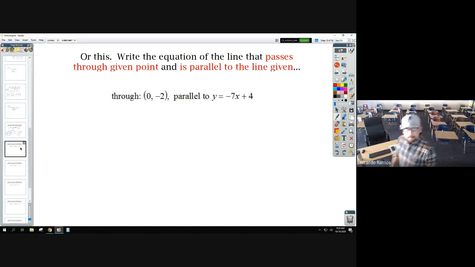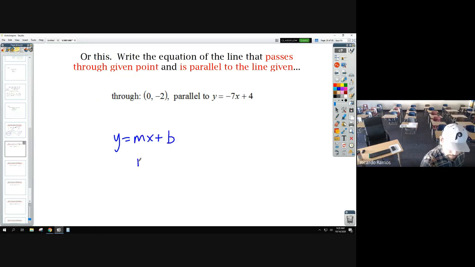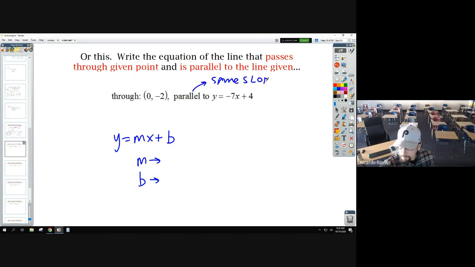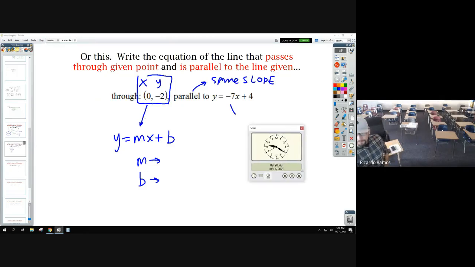Okay, on this one, I got a line that passes through 0, -2, and it's parallel to this line. Let me set you up. Write the equation of a line. Y equals mx plus b. We're going to find the slope. We're going to find the y-intercept, okay? Remember, parallel lines have the same slope. So we could pull slope from there. And here's the x and y our line passes through. Remember, this x and y, you're going to drop into here somewhere, right? Let me put the timer up here, give you guys some time to take this down and to hopefully work it out, all right?